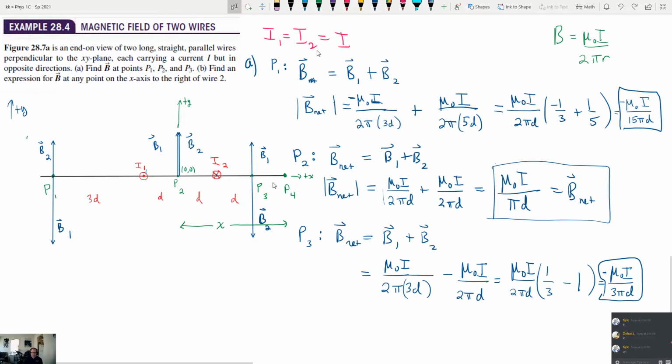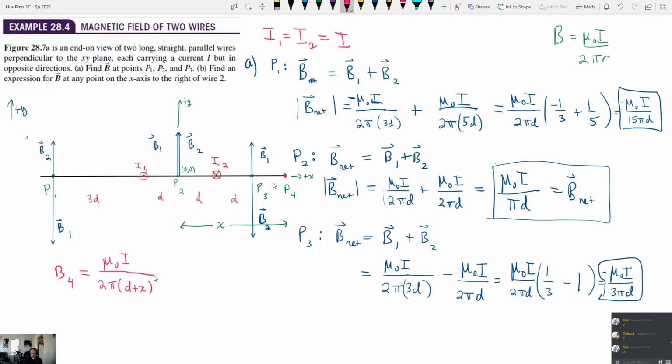So, the magnetic field for point 4 is going to be, once again, we're going to need to do B1. So B1 is going to be mu naught times I divided by 2 pi. And I would say the distance to point 1 now is going to be d plus x, because we're looking at this point here now. Is that clear to everyone?